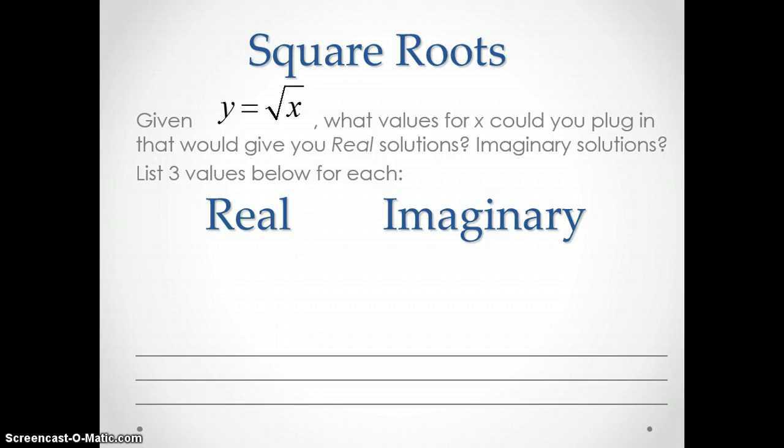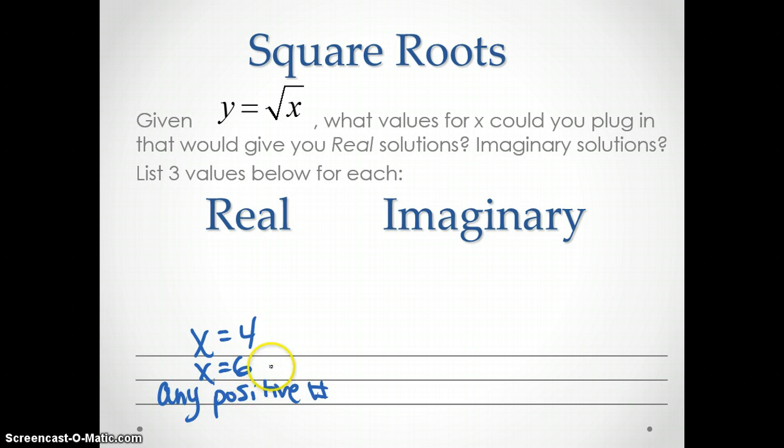In order to get a real solution, I could plug in the value x equals 4. If I plugged 4 into my function, I would get y equals positive or negative 2. Another value I could plug in is x equals 6. If I plug in x equals 6, I may not get a whole number, however, it'll still be a positive value under the square root.